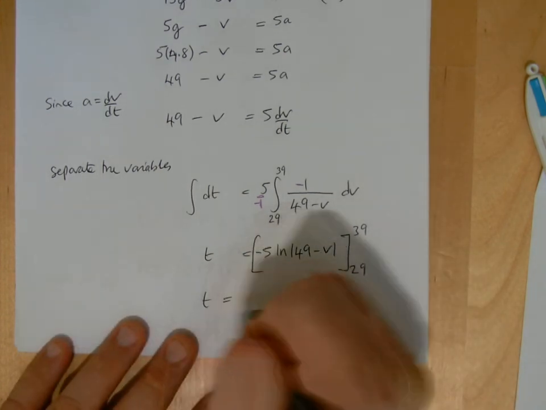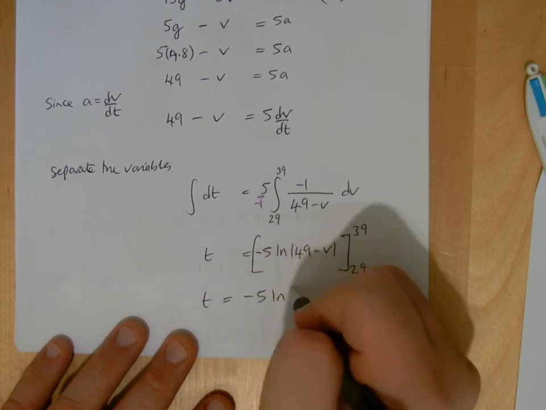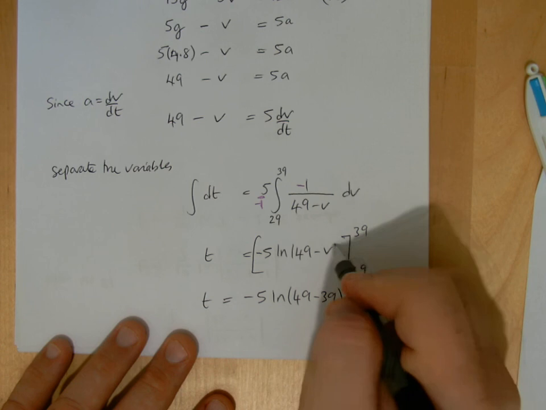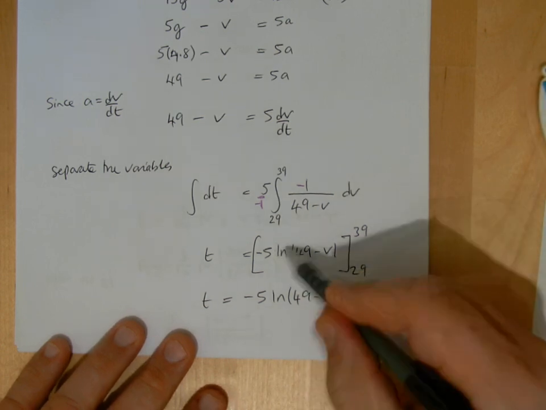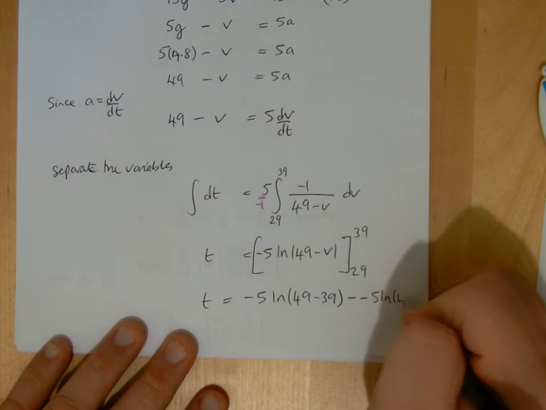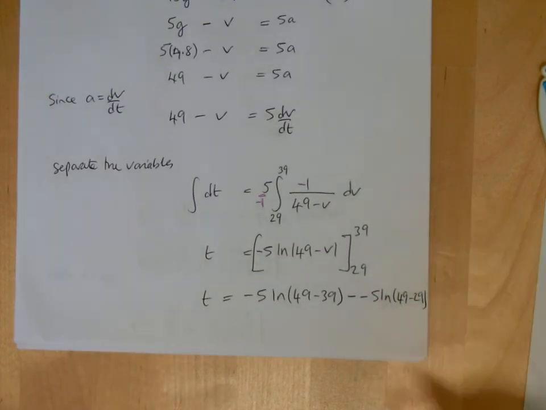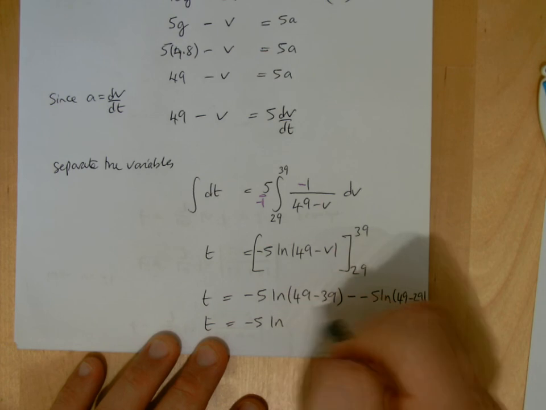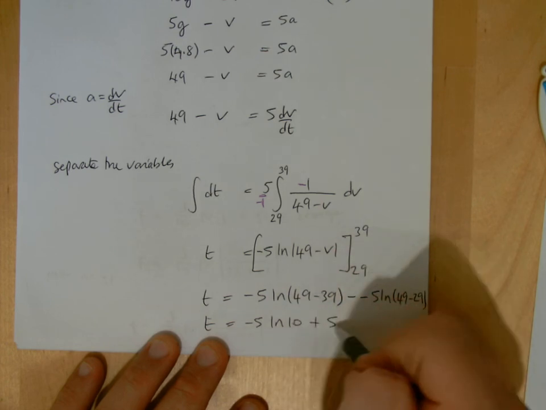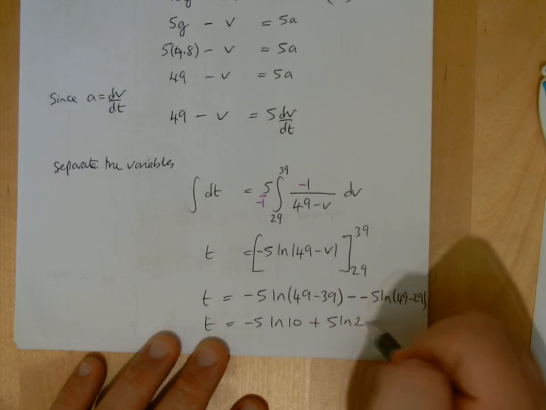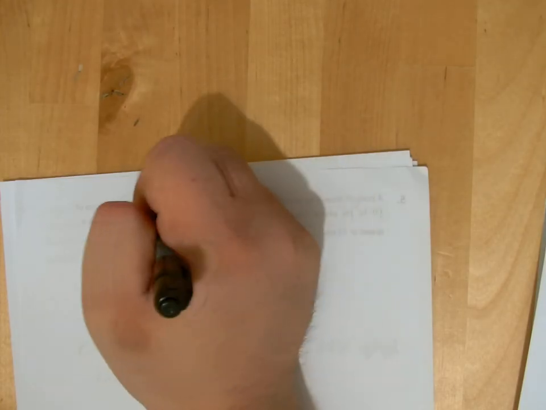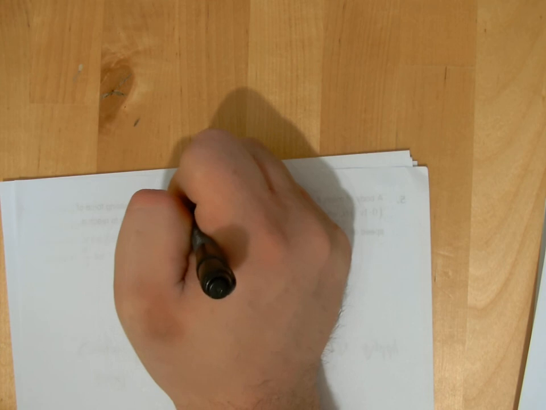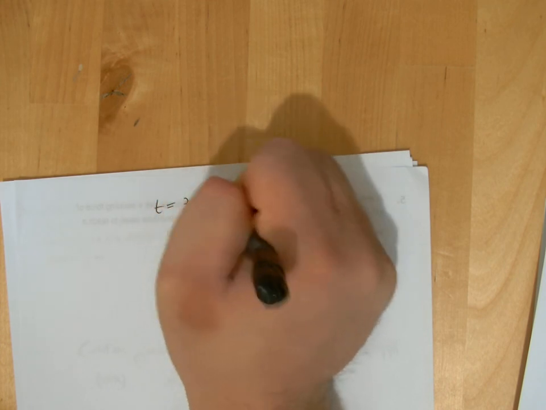If you put the limits in, t will be equal to minus 5 ln of 49 minus 39. So you put the upper limit in first, take away, then put the lower limit in: minus 5 ln of 49 minus 29. If you do all of that, t turns out to be minus 5 ln 10, and then minus minus becomes a plus 5 ln 20. You end up getting 3.466 seconds when you calculate that on your calculator.